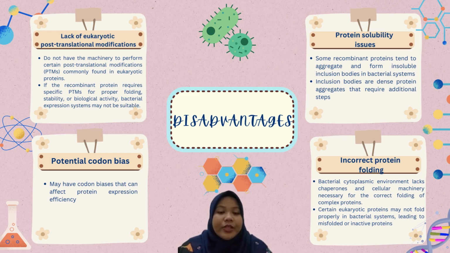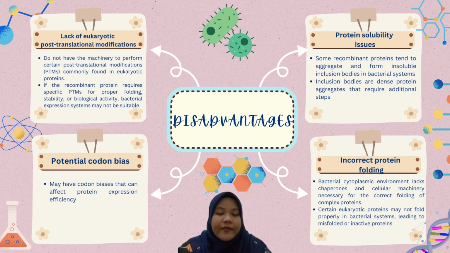The next one is potential codon bias. Bacterial expression systems may have codon bias that can affect protein expression efficiency. If the codon usage of the recombinant gene differs significantly from that of the host organism, it may lead to reduced protein expression levels or even translational errors.